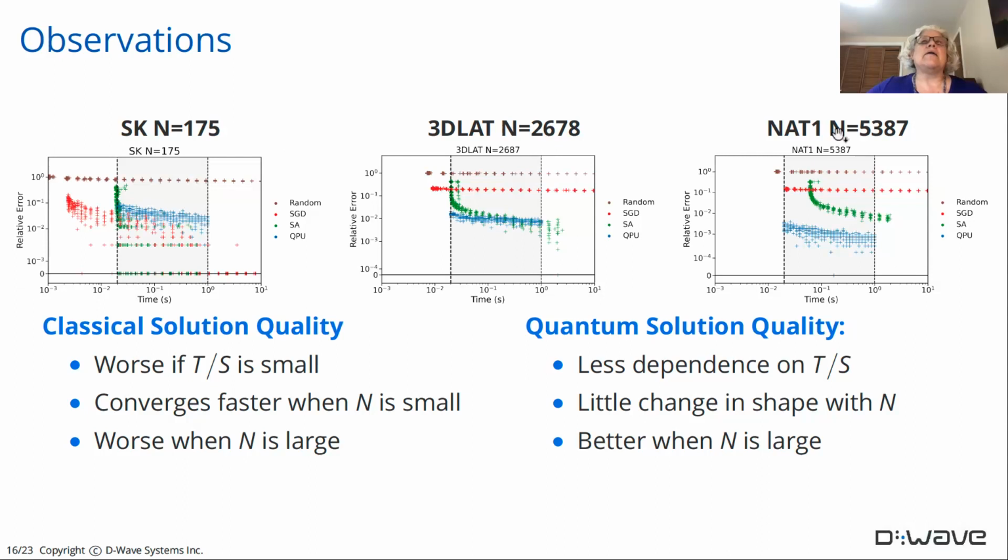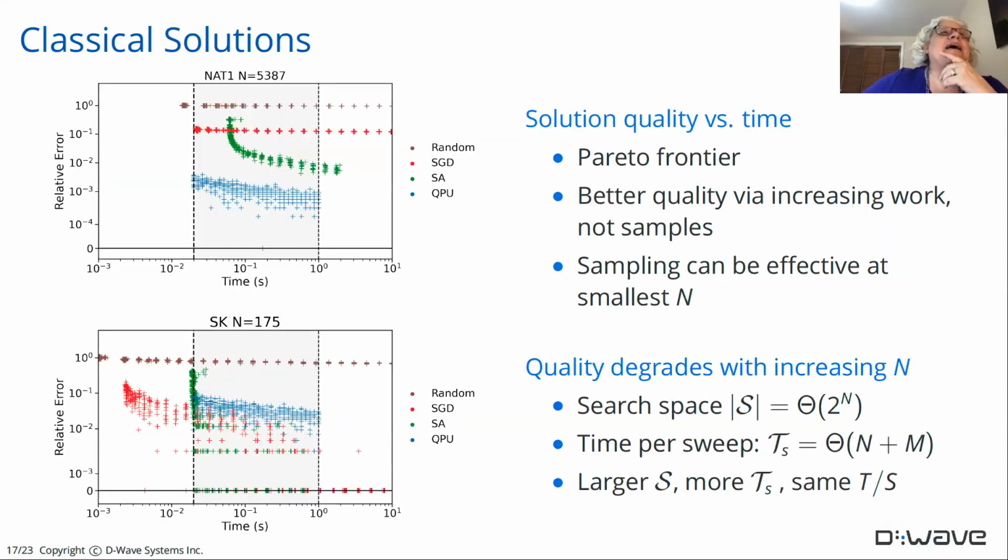So we can see that as problem size increases, the quantum solver is getting relatively better. Would anyone care to hazard a guess as to why that might be? No? Okay. Well, it's because of, I guess this is all the stuff I just said.